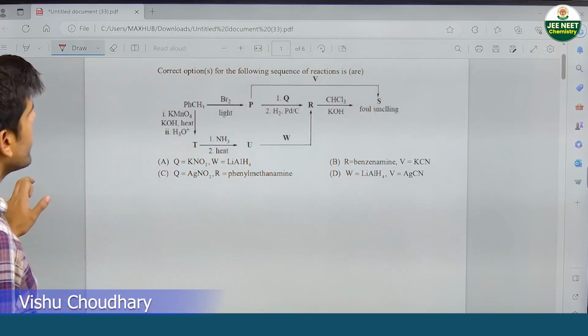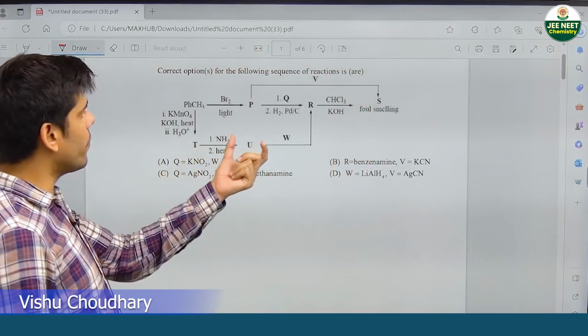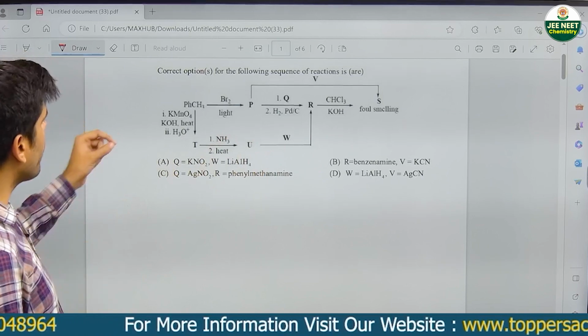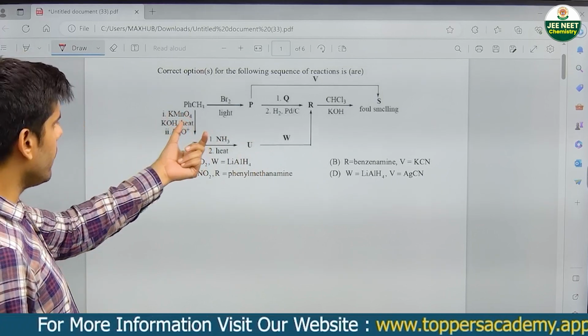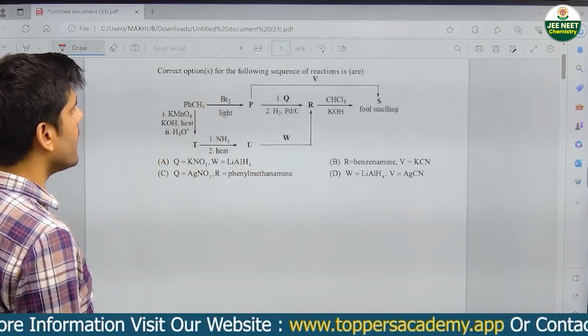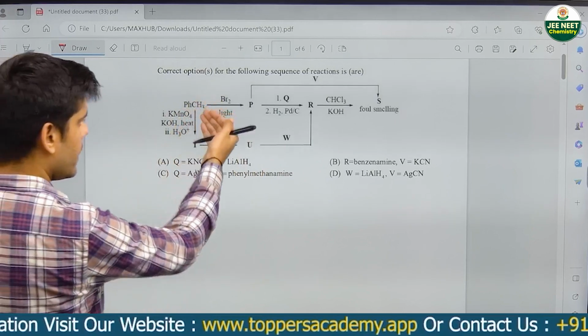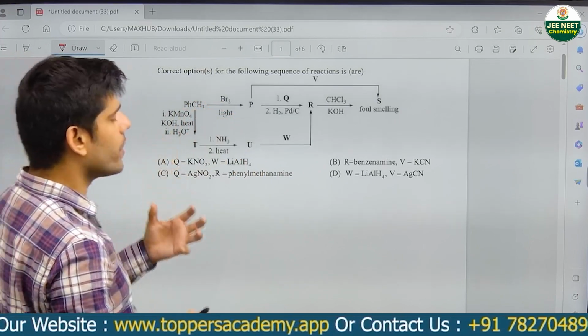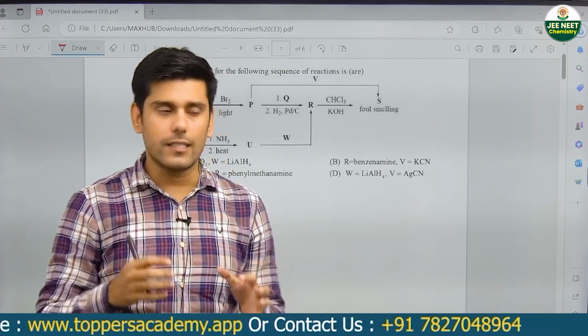The question is, correct options for the following sequence of reactions are. So we start with the toluene. The first reaction is bromination in the presence of light. So halogenation in the presence of light. We know what it is. This is our benzylic substitution.